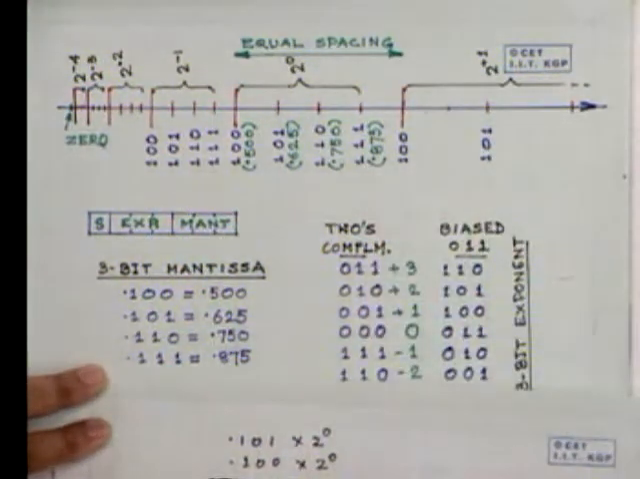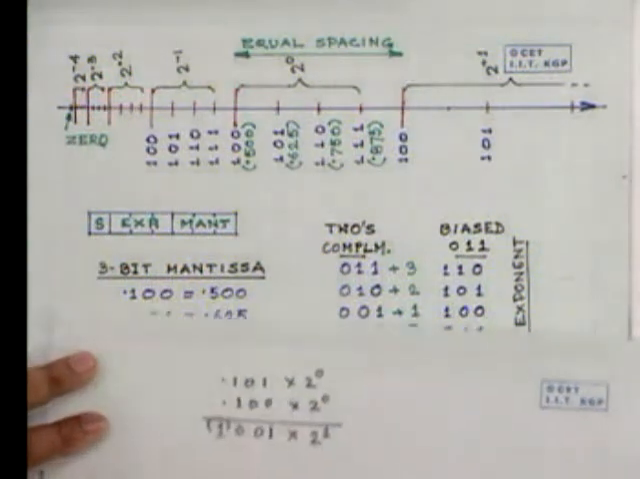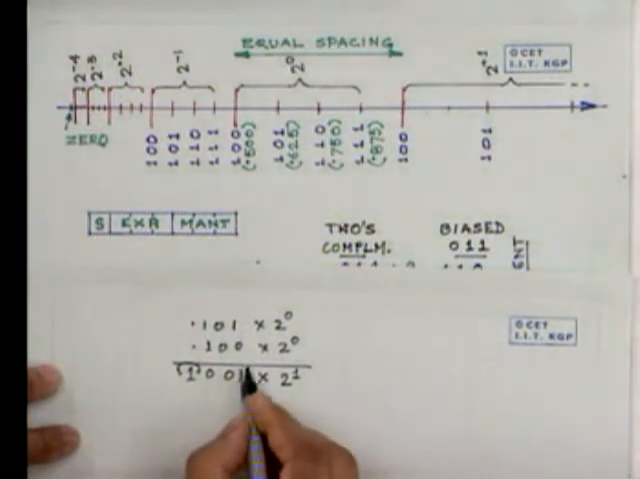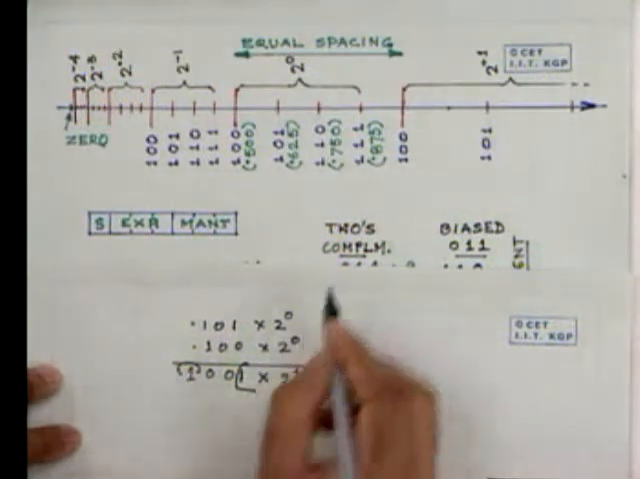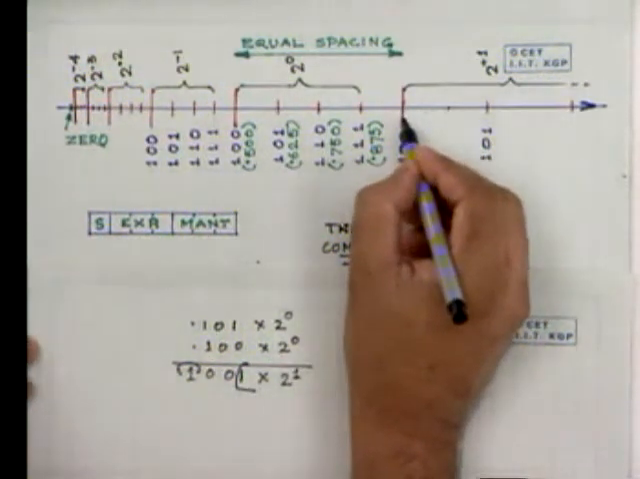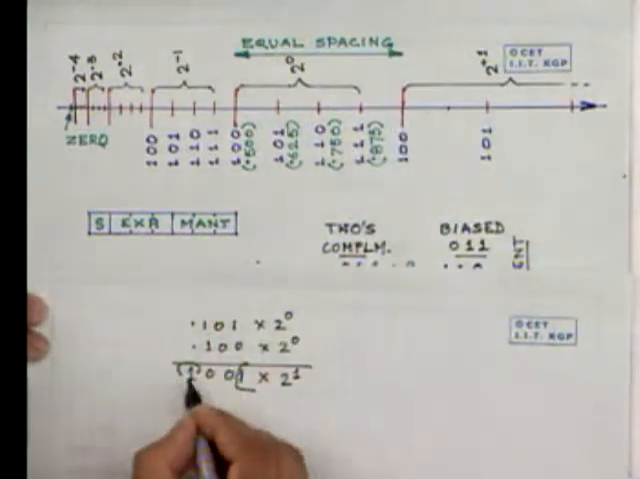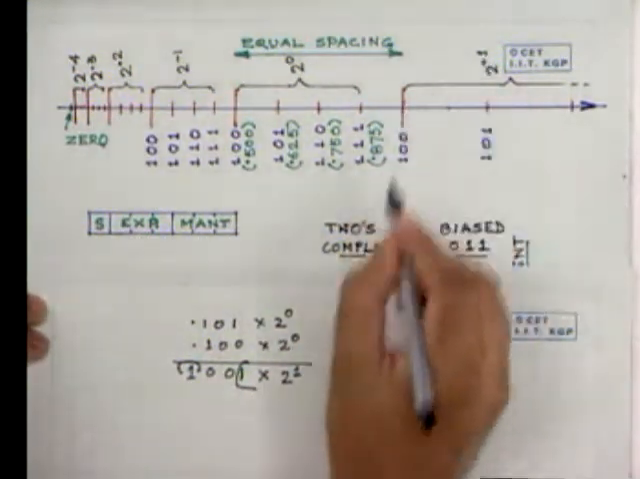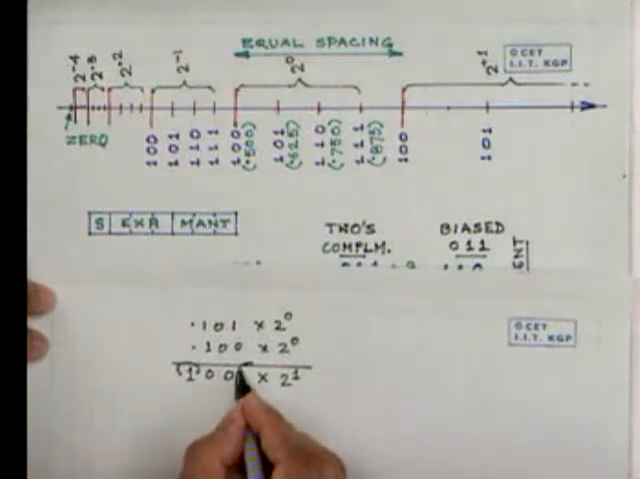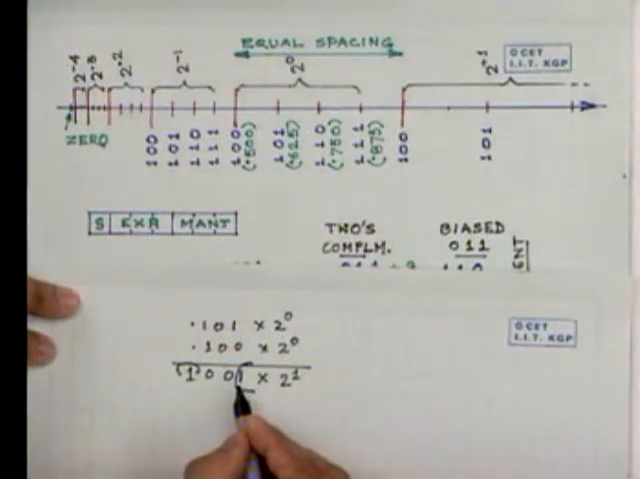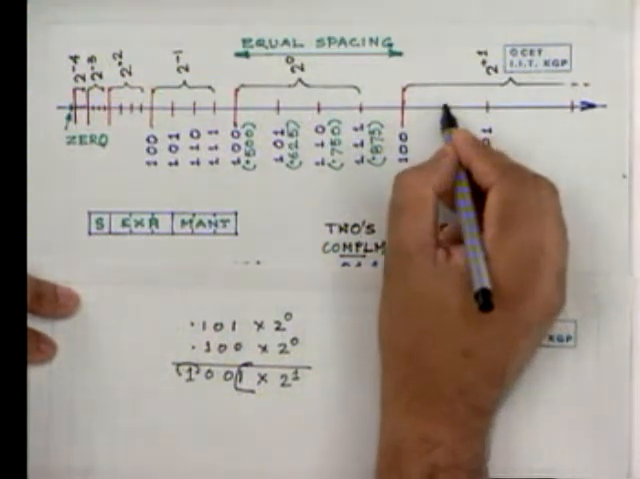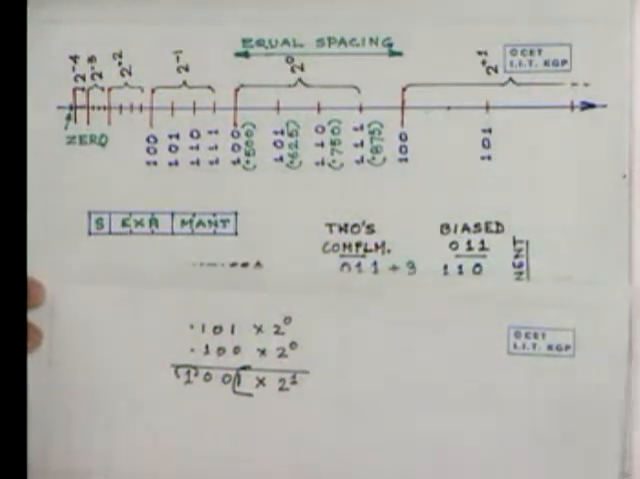Therefore, this number has to be rounded off, right? And we can round off this number by, say, discarding this bit and coming over to here as 0.100 into 2 to the power 1. Now, how this rounding off will be done, that we will be discussing after some time.